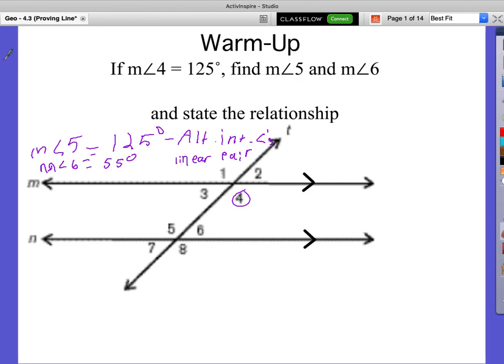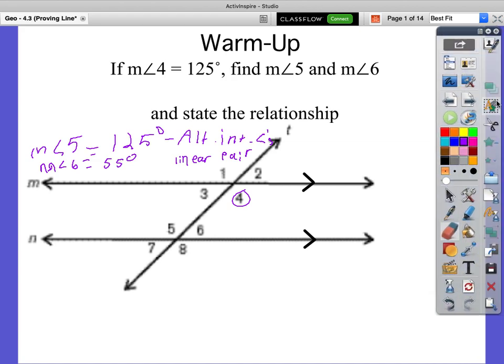Alright, honors geometry, fun talk Friday. Students will be able to, you guys will be able to use angle measures and postulates and theorems to prove lines parallel. Section 4.3.